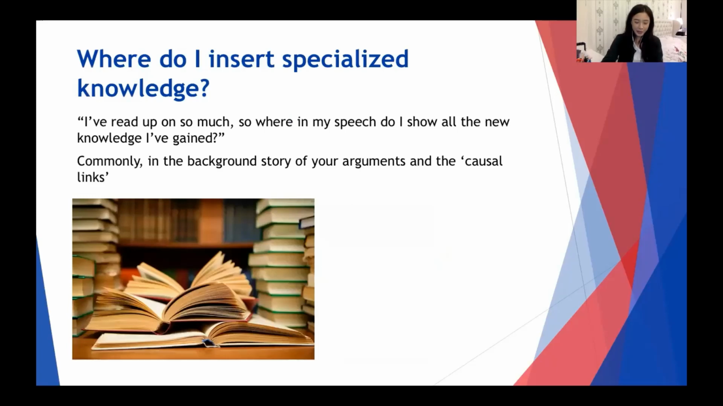So another thing is that in debating, we highly encourage everyone to always expand your knowledge, right? Read lots of books, listen to all sorts of podcasts. But then the question is, where do you insert all of these specialized knowledge, right? I've read up on so much, so where exactly in my speech do I show all this new knowledge that I've gained? Commonly, you insert them in the background story of your arguments and the causal links of your arguments.